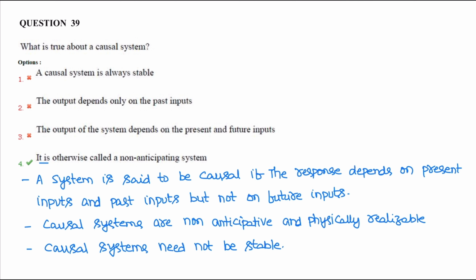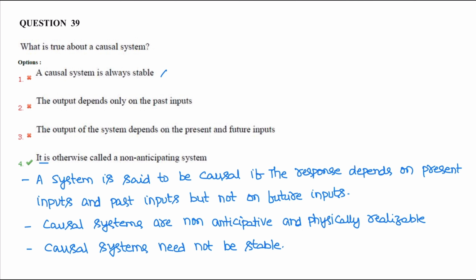Question number 39. Which of the following statements is true related to a causal system? A system is said to be causal if the response depends on present input and past inputs but not on future inputs. Causal systems are non-anticipative systems and are physically realizable. These causal systems need not be stable. So the statement that causal systems are always stable is wrong.